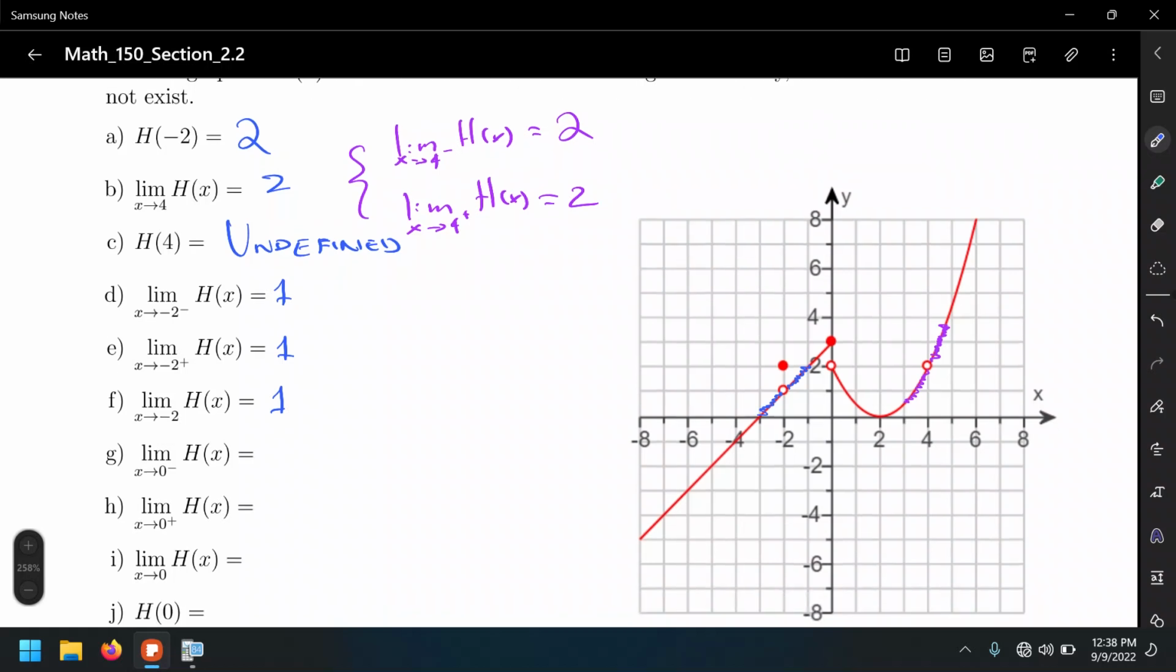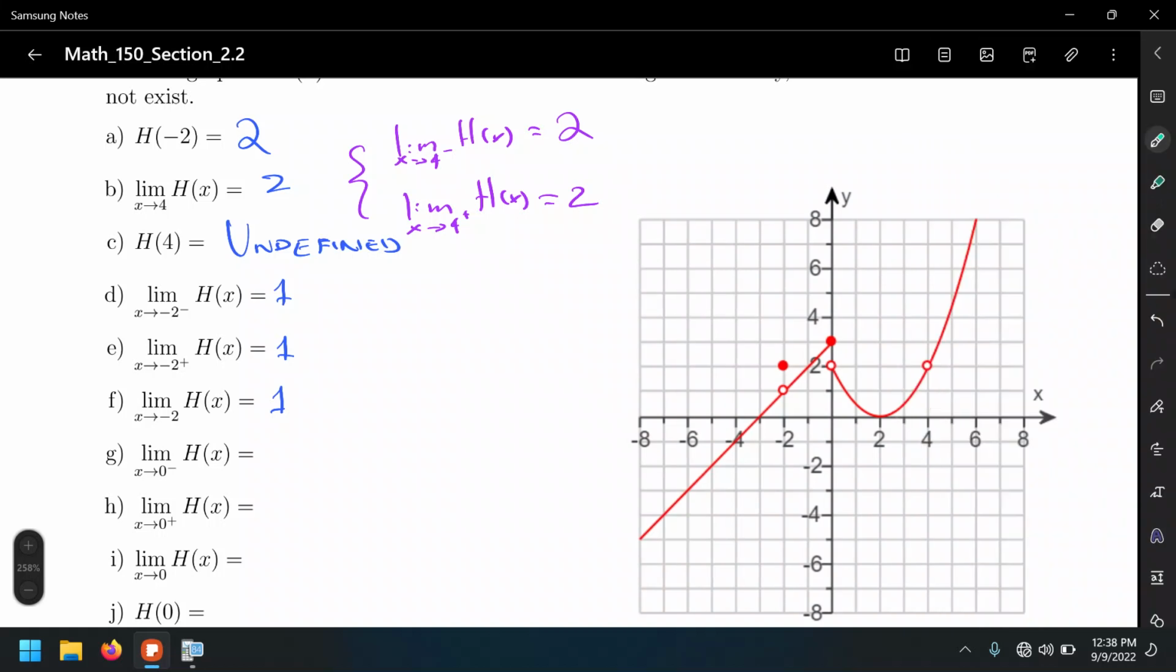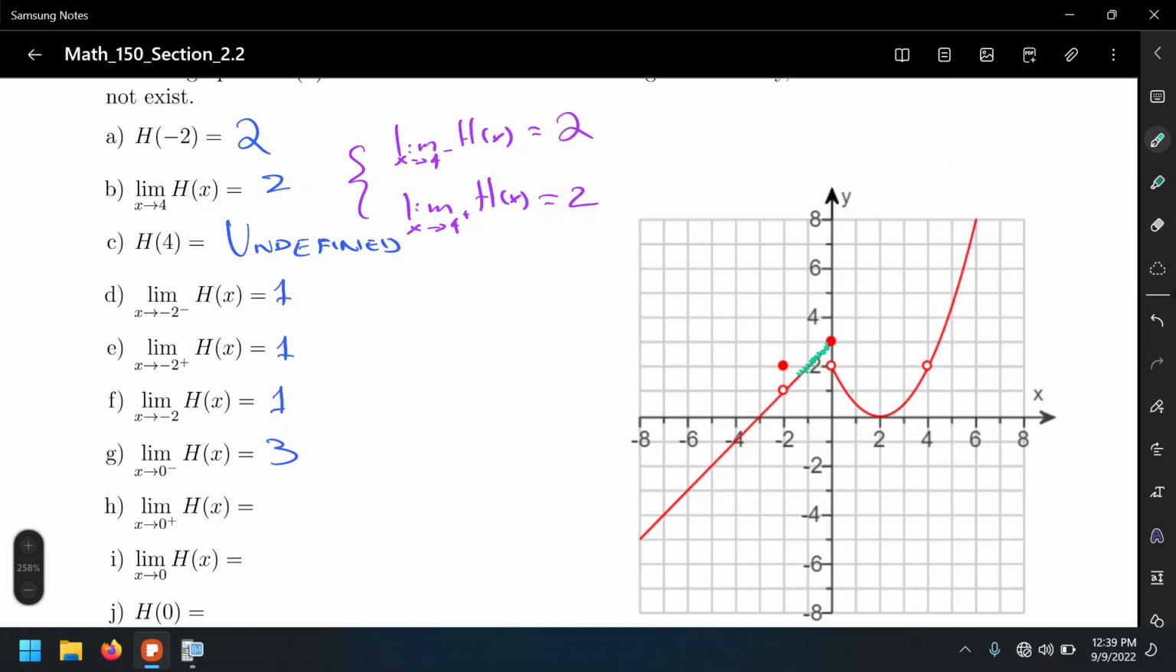Limit of h of x as x approaches 0 from the left. All right, so this time around, I'm going to approach 0 from the left. Okay. What is the y value apparently being hit? 3. Now, what about x approaching 0 from the right? 2. Oh, hold on. We are approaching two different places from either side.